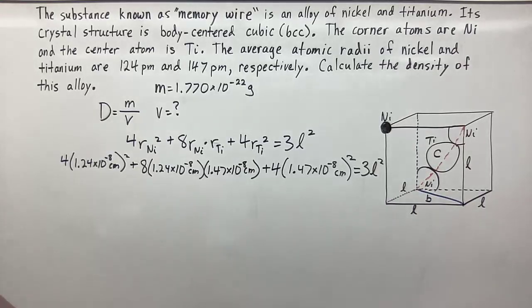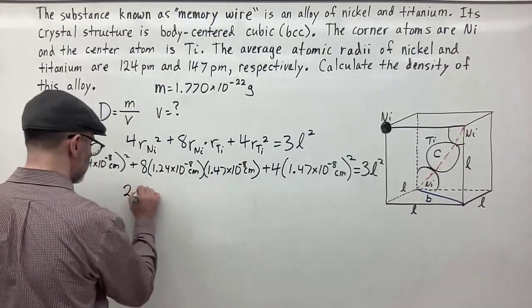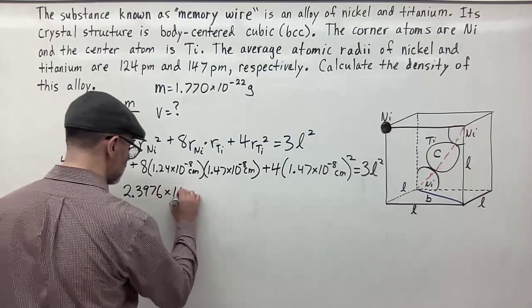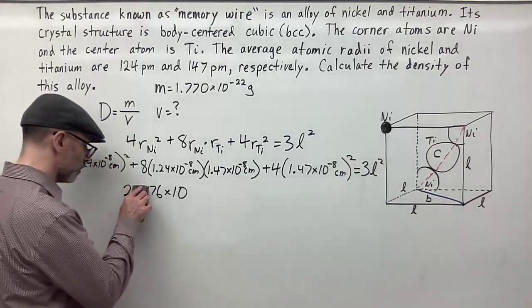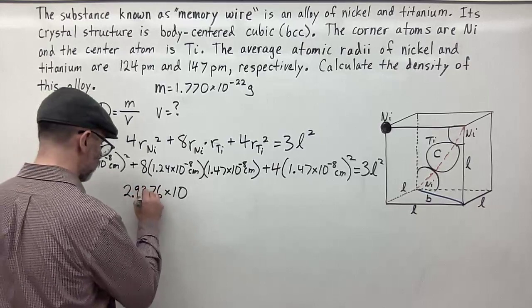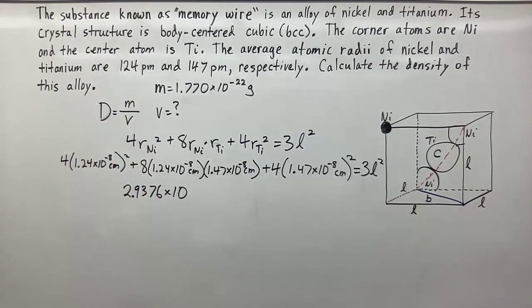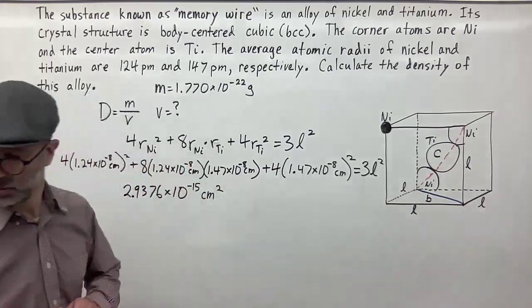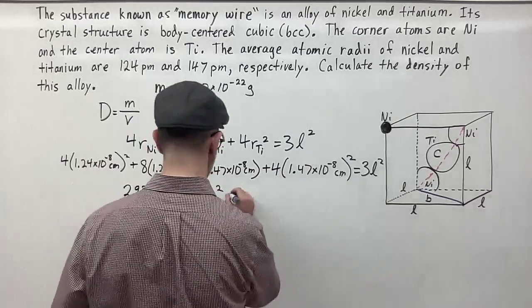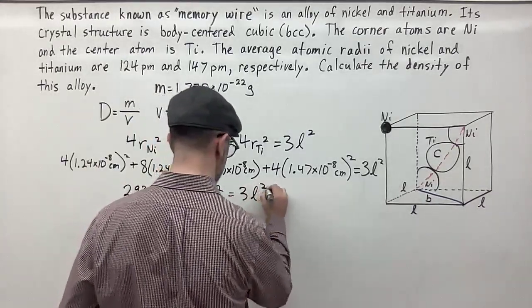When I do that, I get 2.9376 times 10 to the negative 15 centimeters squared. And then that's equal to 3L squared.